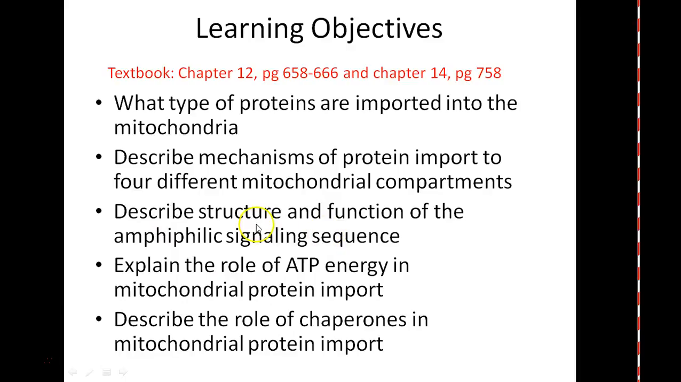Also, we'll talk about very important signaling sequences that are necessary for proper targeting of those proteins into the mitochondria, and highlight the role of ATP energy in mitochondrial protein import. I also want to talk about a special group of proteins called chaperones that play a very important role in making sure that the import of those proteins is as smooth and efficient as possible.